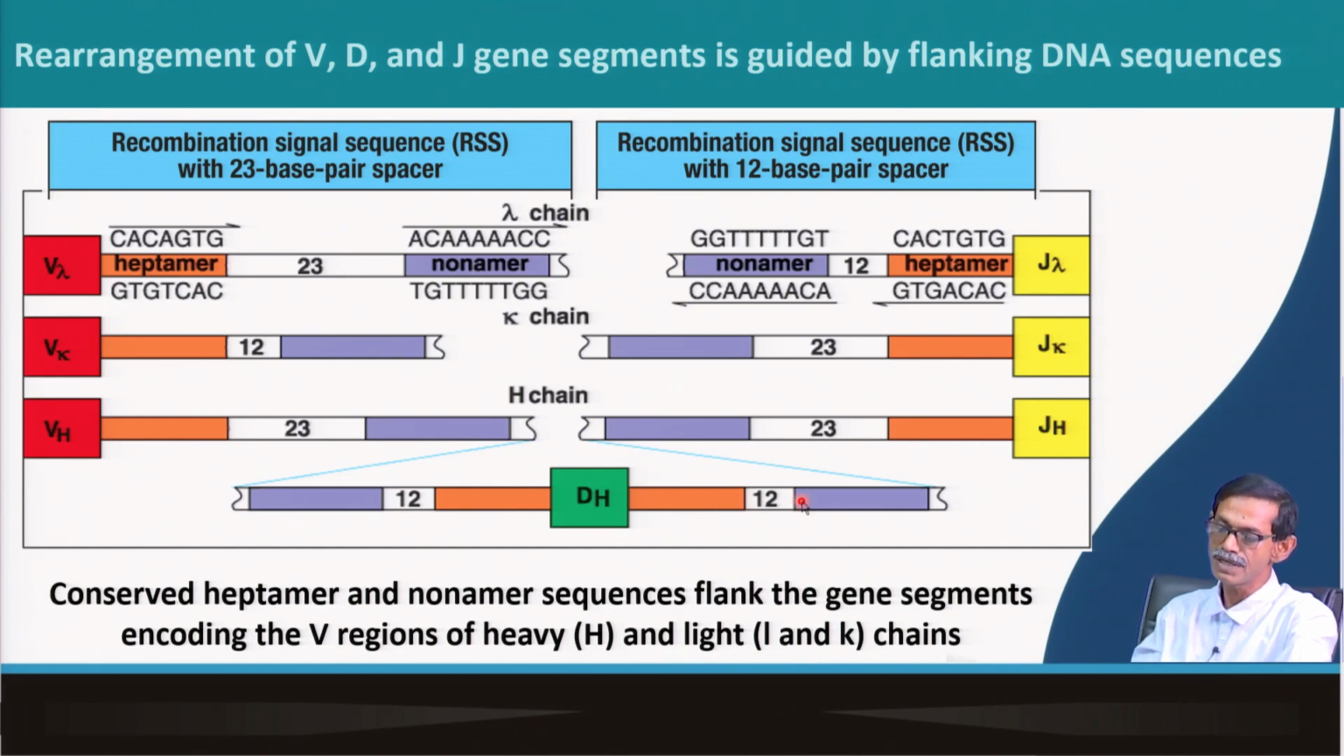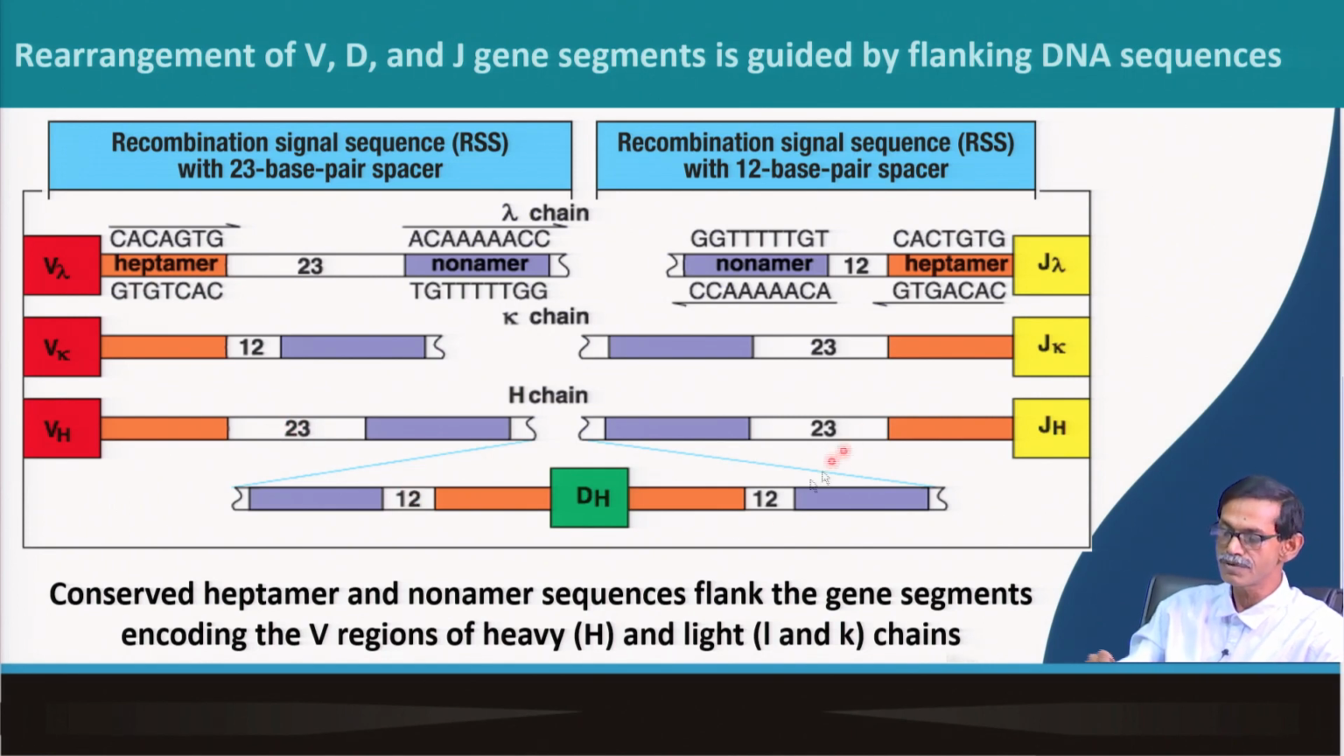So, if this recombination happens, what will happen? J and then D. What is there in D? 12. What is there in V? What is the number of spacer? 23. So, again these 23 and these 12 can recombine.